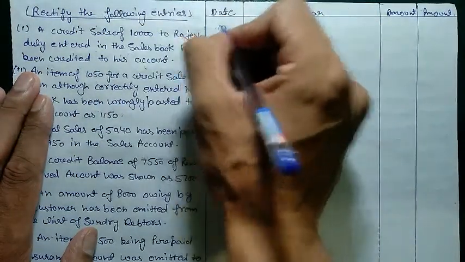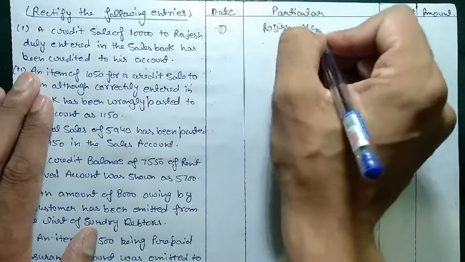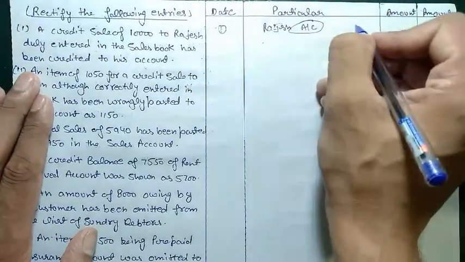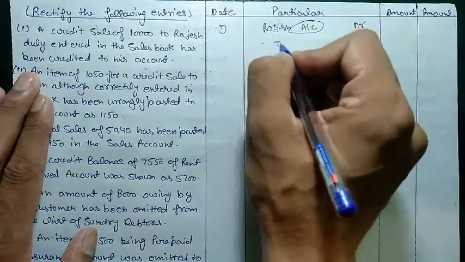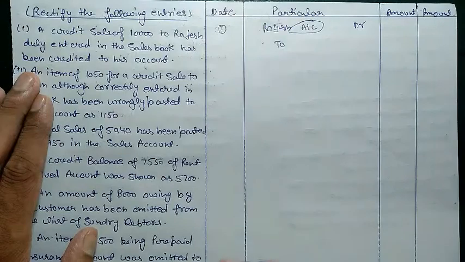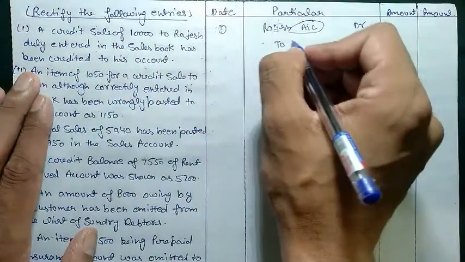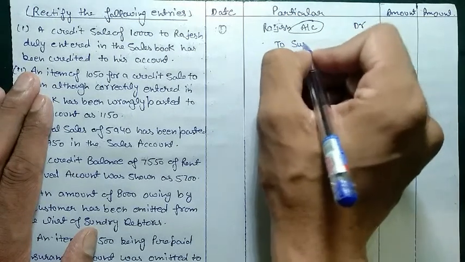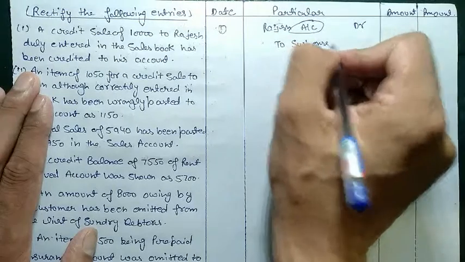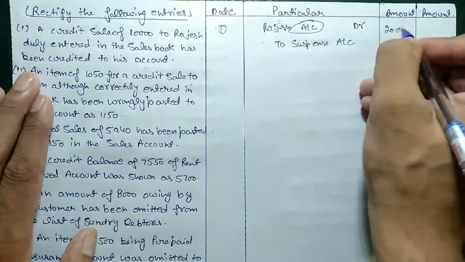First entry, Rajesh account. We do not use cash or sales in this one, because we already entered correctly in the sales book. So we will not use cash or sales, we will use the suspense account by double the amount, that is 20,000.